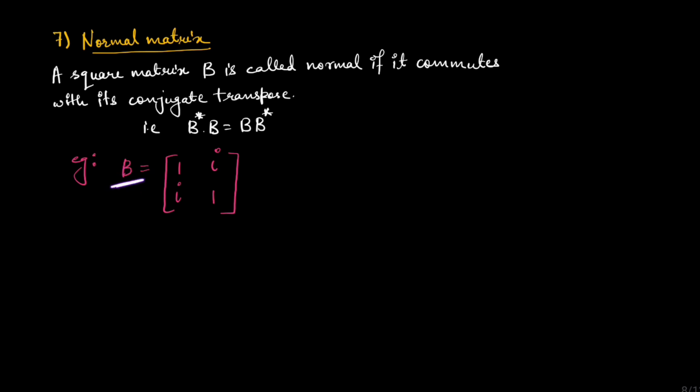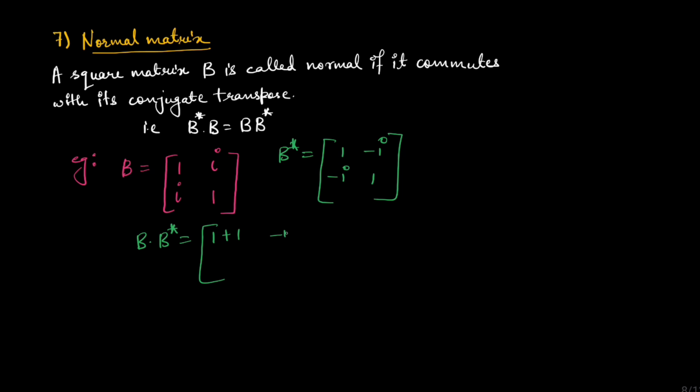So let us verify whether the given matrix is a normal matrix or not. We are going to find the conjugate transpose of B. That will be 1, minus i, i, and 1. Now quickly finding B into B conjugate transpose, that will be 1 plus 1, minus i plus i, i minus i, and minus i square plus 1. And this is equal to 2, 0, 0 and 2.